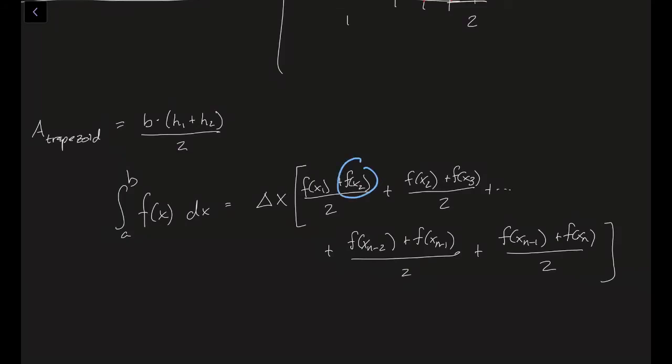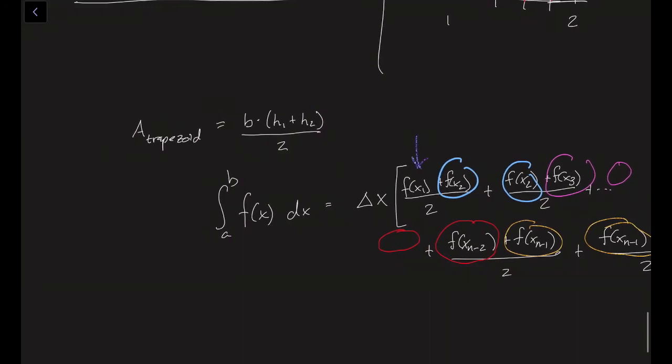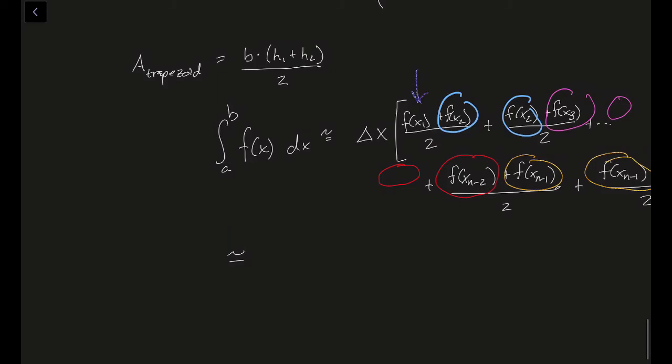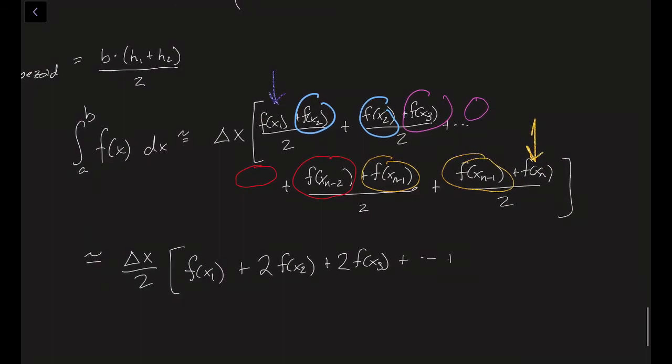And all of these share a common point. So we have f of x2, f of x3 is going to be shared with the next one, f of xn minus 2 is shared with the previous one, and f of xn minus 1 is shared. So the only ones that are alone are the first one and the last one. So that tells us that our approximation is going to be delta x over 2 times f of x1 plus 2 f of x2 plus 2 f of x3, and so on. And at the end, it's 2 f of xn minus 1 plus f of xn.